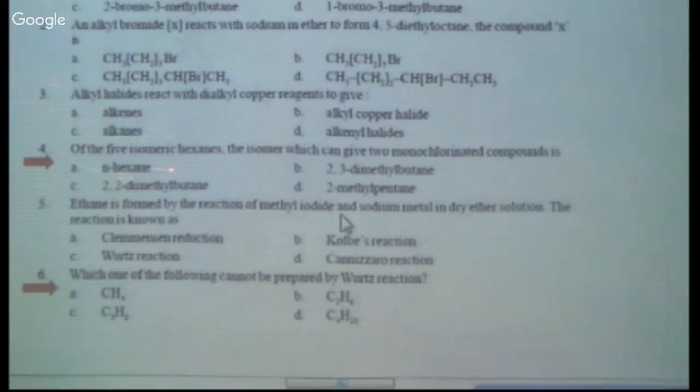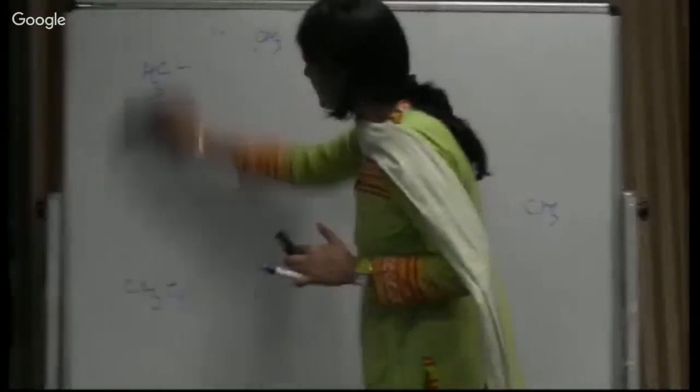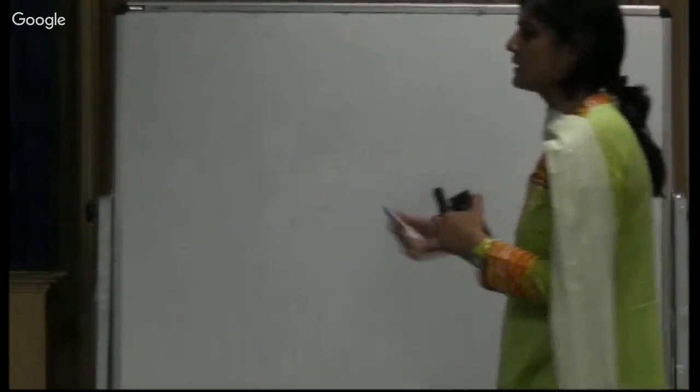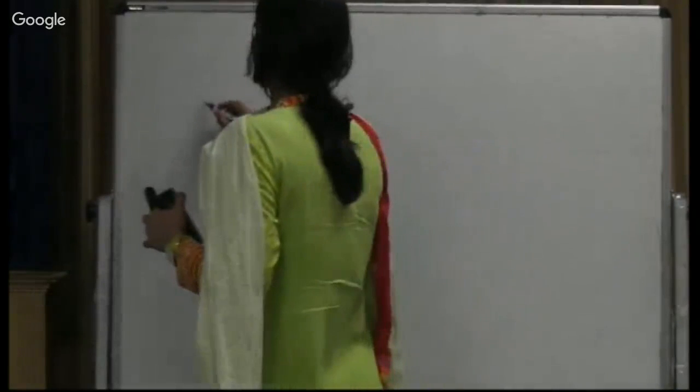The next question is, of the 5 isomers of hexane, the isomer which can give you 2 monochlorinated compounds. See, write the isomers of hexane. And again identify the number of different types of hydrogens which are present. And see where you have only 2 types of hydrogens being present. So you can write the product. Please write, quickly write. 1, 2, 3.